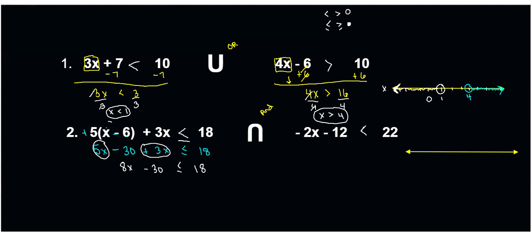Now that I've got all my x's together, I like to box that term out. So last thing I do, I'm going to box it out. Whatever's outside of that box, I have to move to the other side. So we need to move that -30 to the other side. And how do we do that? We neutralize it. We add 30.